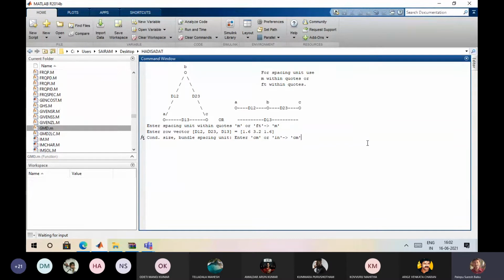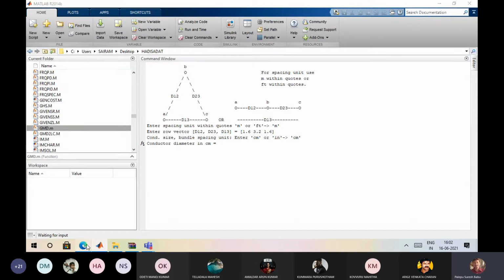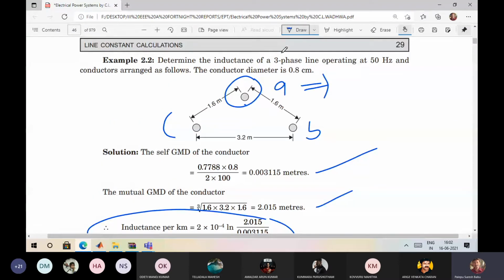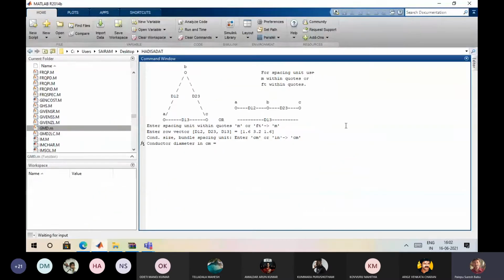Not only the radius, the bundling effect also we have to enter in centimeters. The conductor diameter is in centimeters. Here you can observe that the conductor diameter is 0.8 centimeter. No need to write cm once again, because we already expressed it. So we enter the conductor diameter in centimeters, and this gives the geometric mean radius in centimeters.